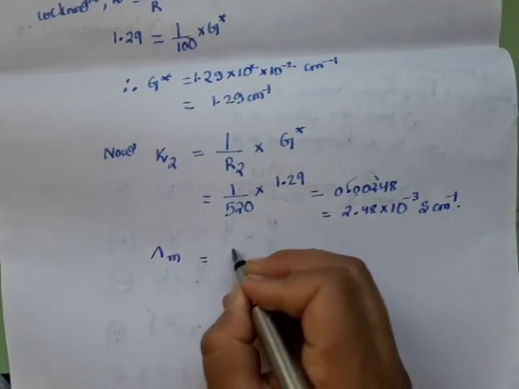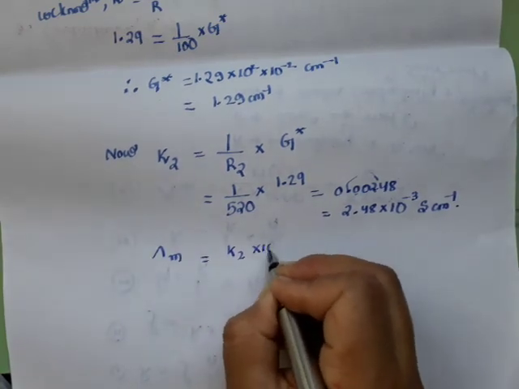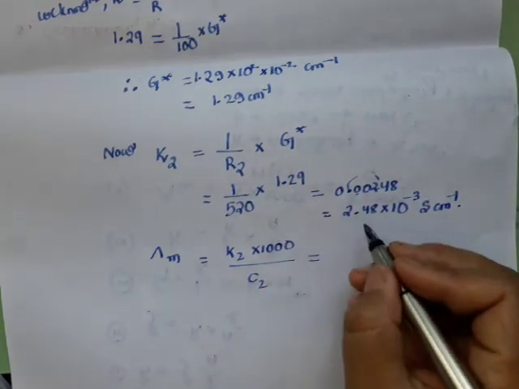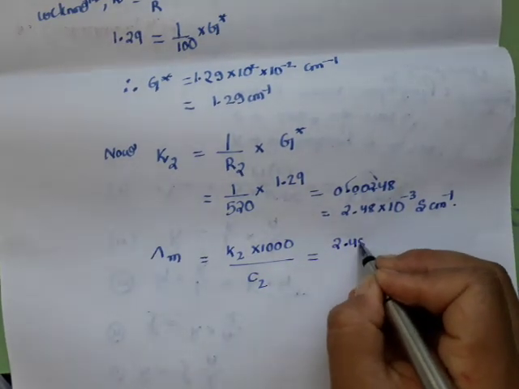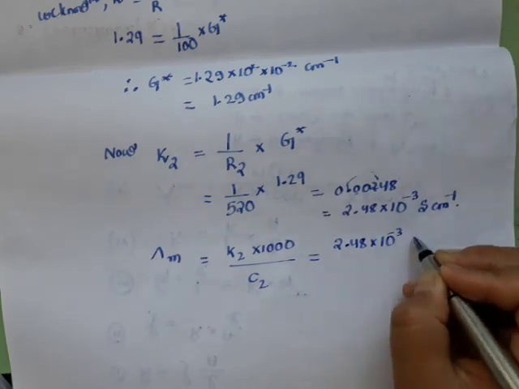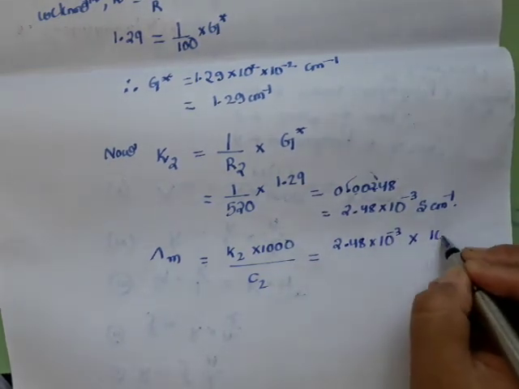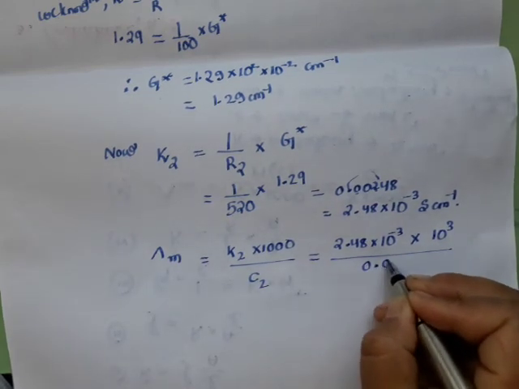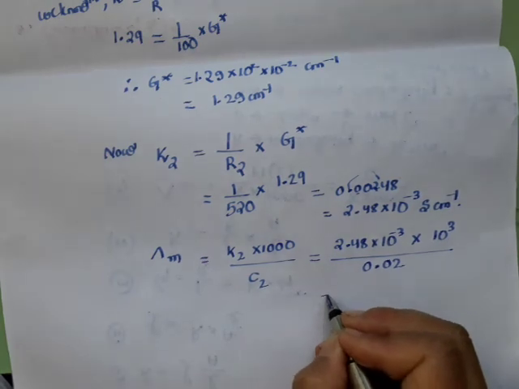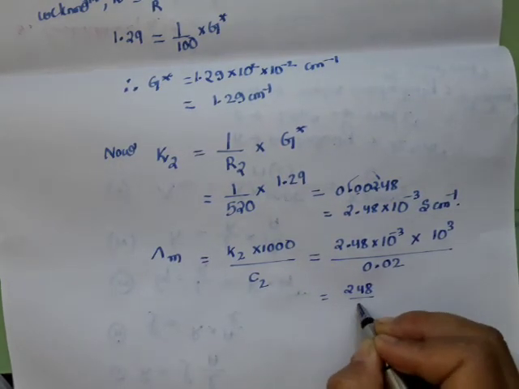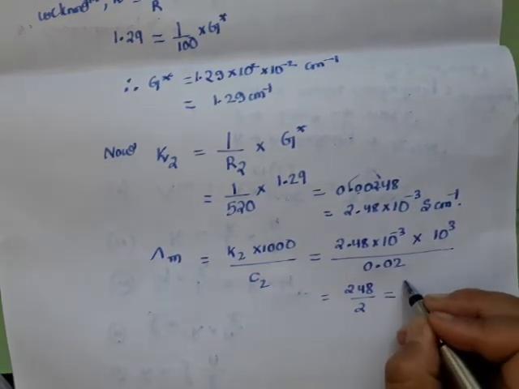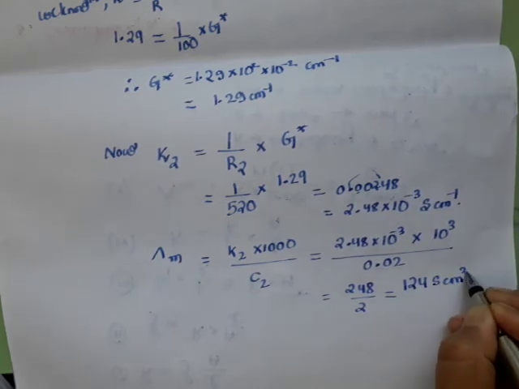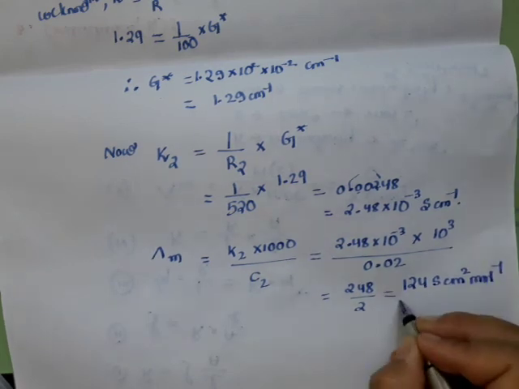Now next you are asked to calculate lambda m. And what is lambda m? It is K2 into 1000 divided by C2. Now what is K2? How much have we calculated? It is 10 to the power minus 3, into 1000 which is 10 to the power 3, divided by the concentration, 0.02. So these two will get cancelled. So 248 divided by 2, so lambda m is 124 Siemens centimeter square mole inverse.